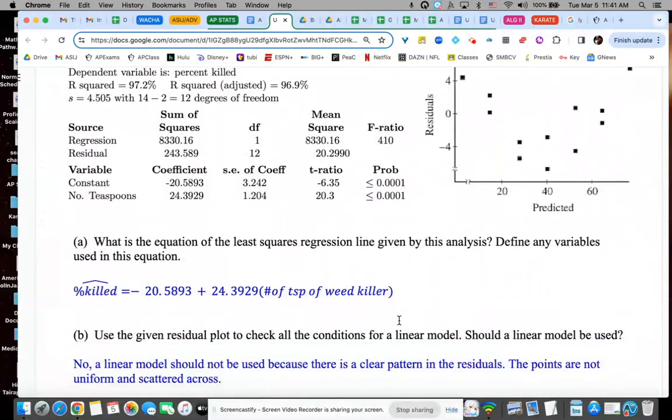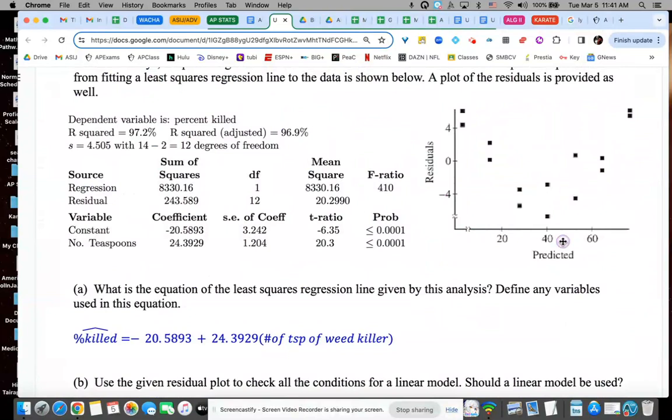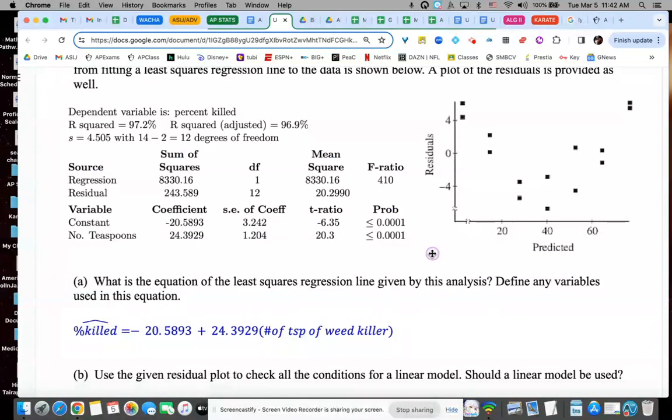Okay, number 11, free response. They give us a residual plot. This one's a little different, a little weird, because on the x-axis, they do not put the x variable. They actually put the y variable there. So this is the percent killed on the bottom, which is weird. And then they did the residuals compared to those. Very strange, right? So they got their residuals, but instead of plotting them against your number of teaspoons, they plotted it against the percent of the weeds you're killing. That's a little different. So it works the same way, but a little different.